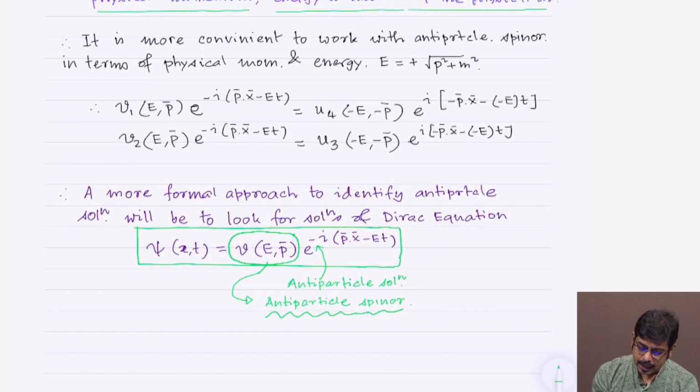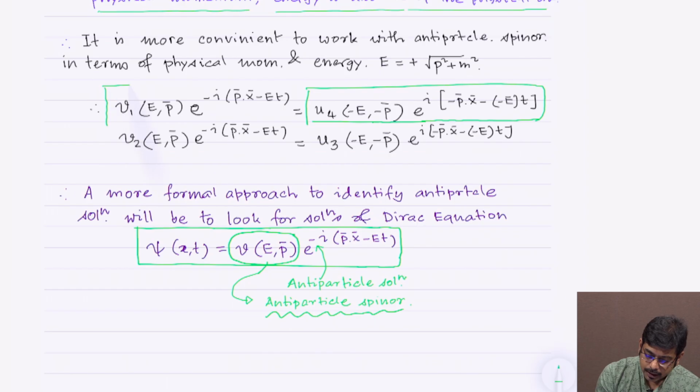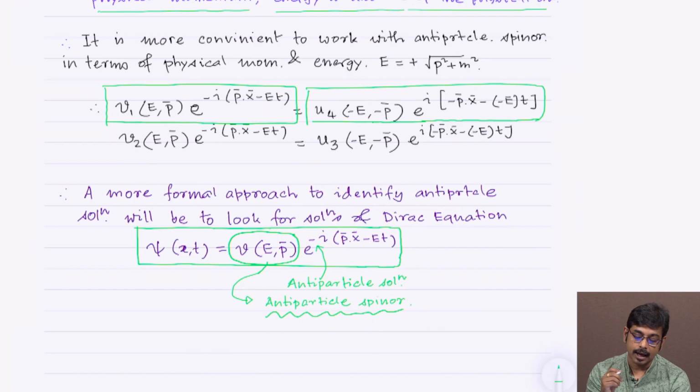So, once again let me remind you of the equivalence: we say that u4(E, minus p) e to the power i(minus p·x minus of minus Et), this negative energy and negative momentum solution, has been identified with v1(E,p) e to the power minus i(p·x minus Et). Now, this you can do not only for u4 and u3 but in general, with a form like psi(x,t) equal to v(E,p) e to the power minus i(p·x minus Et).